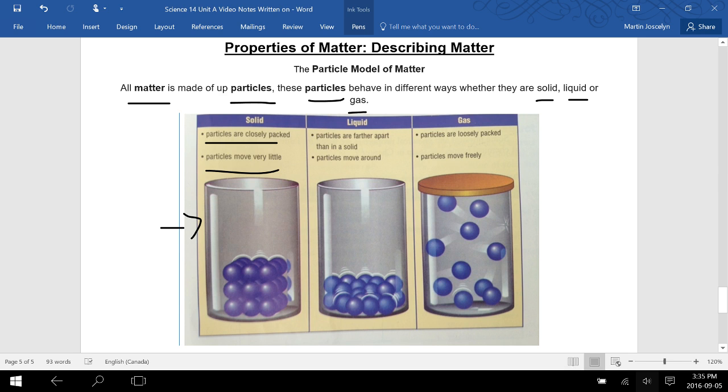Whereas if you look at a liquid like water or your orange juice, the particles are sort of further apart, so they can move around. The solids are like vibrating, whereas liquids are moving around a little bit more. And then gases, gas particles are loosely packed together, so they move freely. Like, I'm going over here, or I'm going over there, or I'm going to go way over to this side of the jar. So that's your solids, liquids, and gases, and that's what the particle model of matter tells us about them.